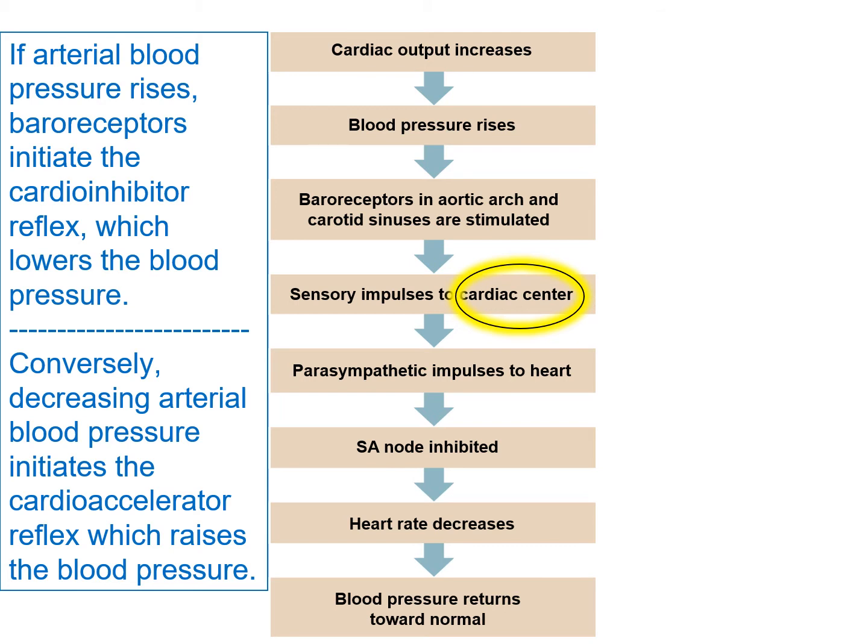Conversely, if the cardiac output is, let's say, decreased and the blood pressure is lower than it should be, then we're going to send that sensory information via the baroreceptors to the cardiac center, and we're not going to put the brakes on the heart. We want to accelerate the heart. We want to bring that heart rate up. So therefore, the accelerator nerves will release that norepinephrine at the AV node, SA node, and also within the myocardial tissue of the ventricles. That's going to cause blood pressure to go up.